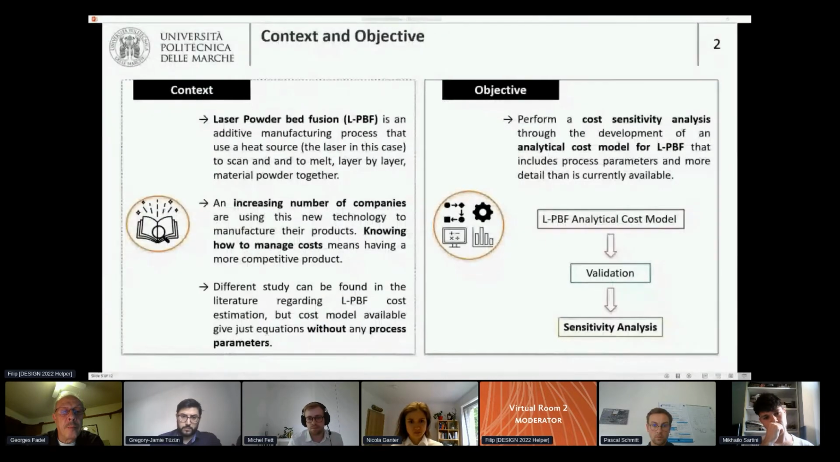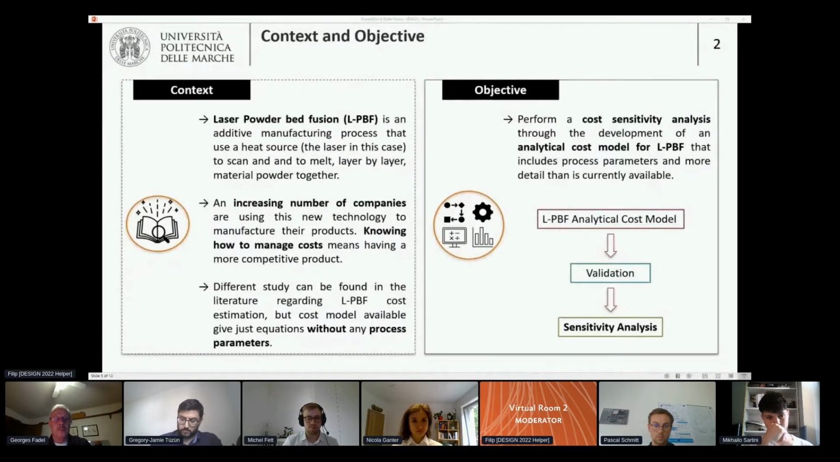LPBF is an additive manufacturing process that uses a heat source, the laser in this case, to scan and melt material powder together layer by layer. An increasing number of companies are using this new technology to manufacture their products. Knowing how to manage the cost means having a more competitive product.